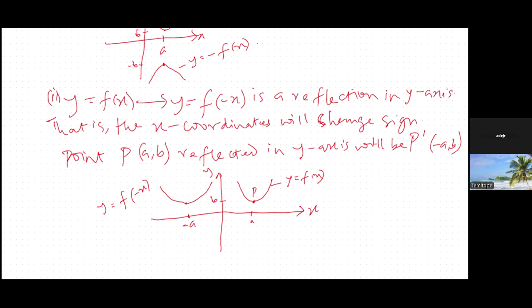Then we can now consider an example now.